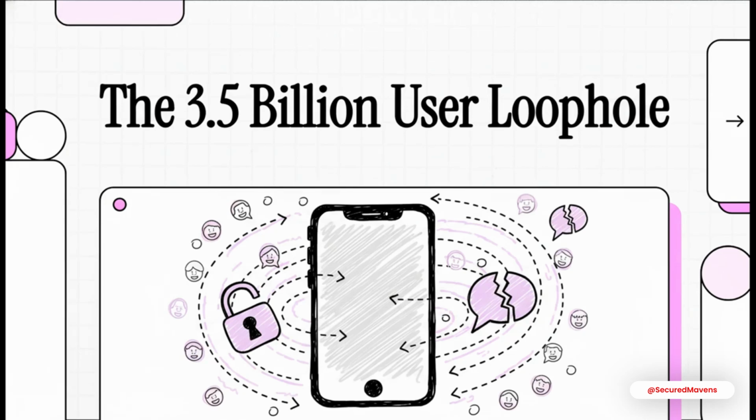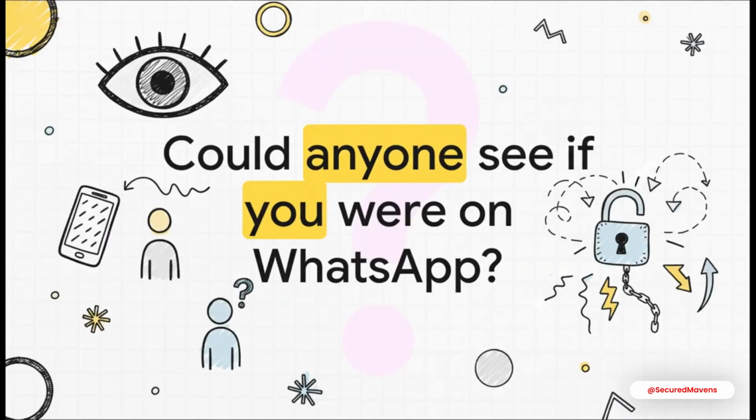All right, let's get right into it. We're talking about a loophole, a huge one that was hiding in plain sight and could have affected, well, basically half the people on the planet with a smartphone. Serious. So let me ask you something. Think about WhatsApp. Have you ever wondered if some random person, a total stranger who doesn't even have your number, could just check and see if you're on there? Well, for a long, long time, the answer was a big fat yes.